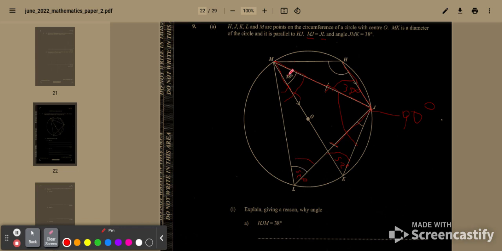But out of 52, this piece here is 38. So to find the remaining angle, which is right here, all we need to do is to take 38 from 52, which leaves us with 14 degrees. So we know this angle here is 14 degrees. This is a piece here.